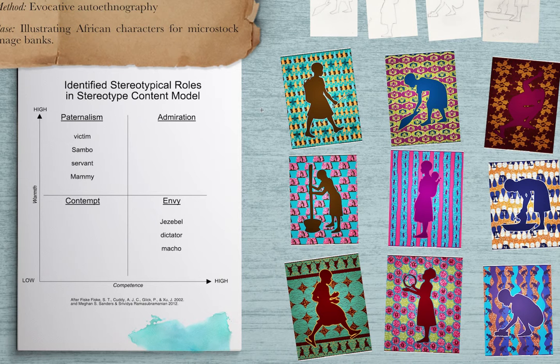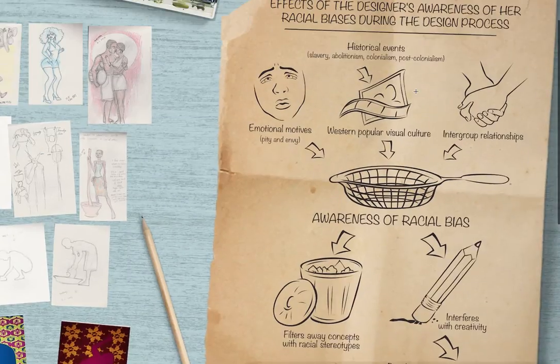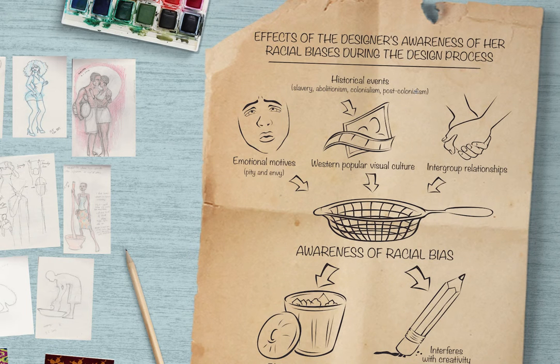I use the stereotype content model of Fiske et al. as the basis of my analysis to clarify the motives behind the stereotypes identified during the design process. I noticed that the stereotypes were divided among paternalistic presentations of high degree of warmth and low competence, and envious presentations of low warmth and high competence. Majority of the stereotypes I was able to identify during the design process were paternalistic or envious.